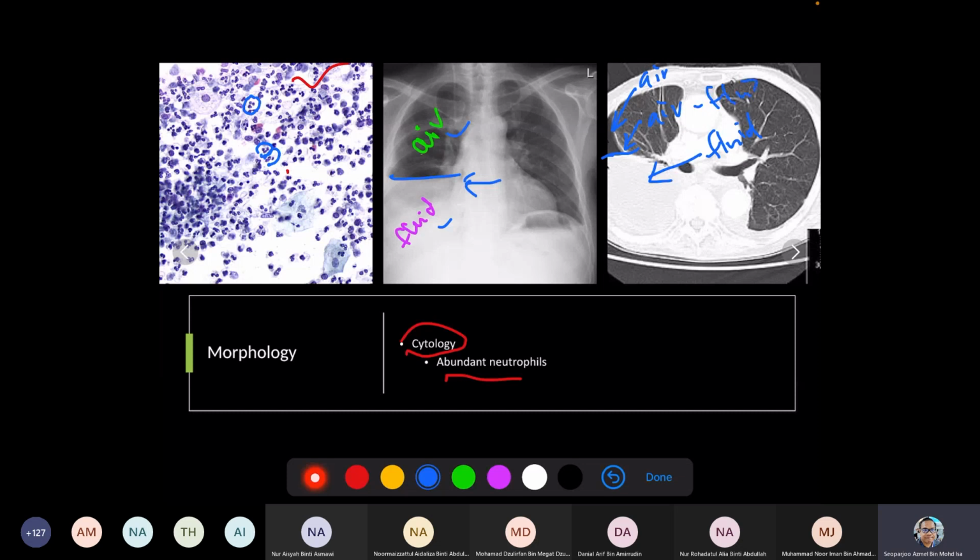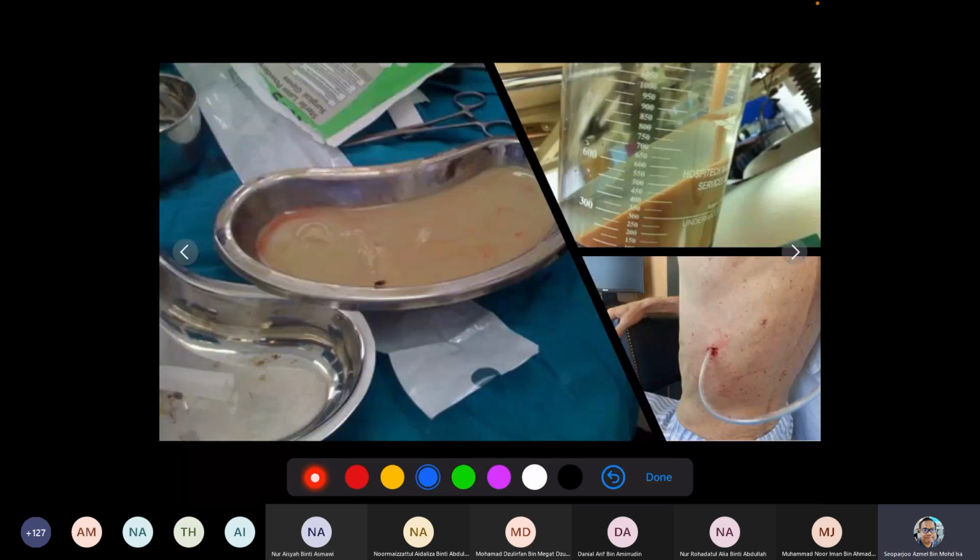So that's what you find clinically. This is how empyema looks. Usually the managing clinician will insert a chest tube. So this is the chest tube. They insert this chest tube and drain it out. When you drain out, the pus comes out. This is how the pus looks. Sometimes it is a bit yellowish and brownish, like teh tarik kind of color. That is how the pus looks within the empyema.